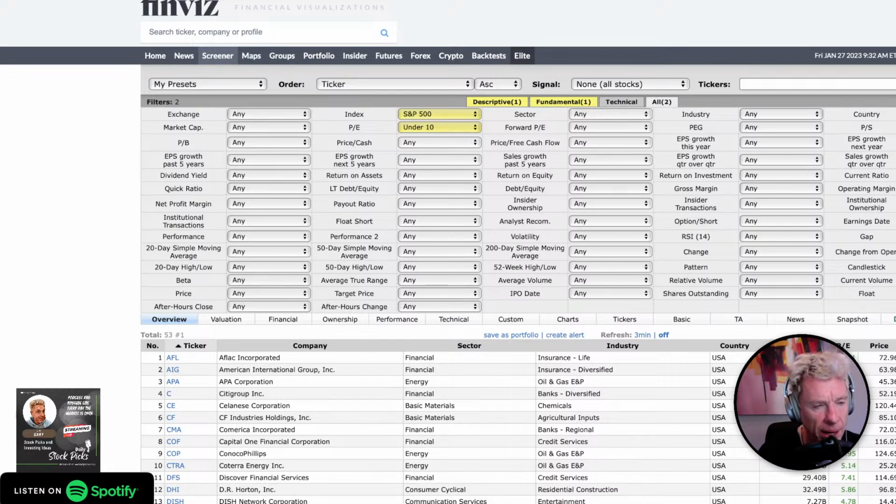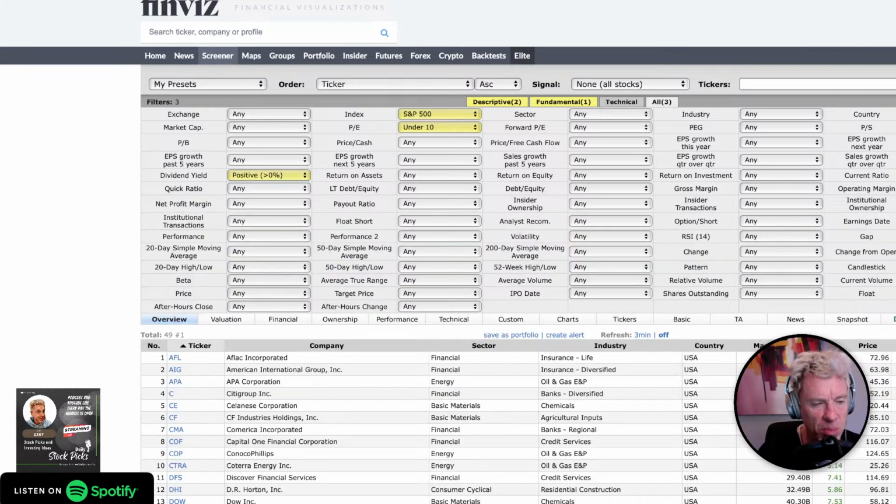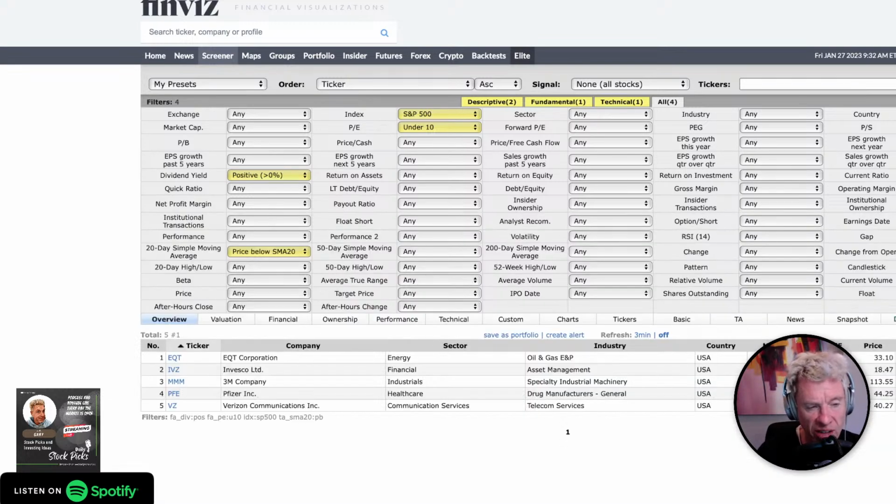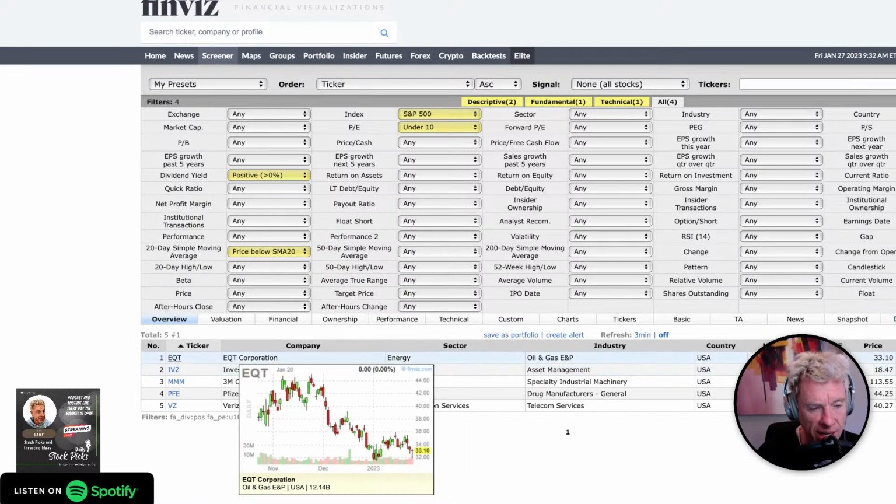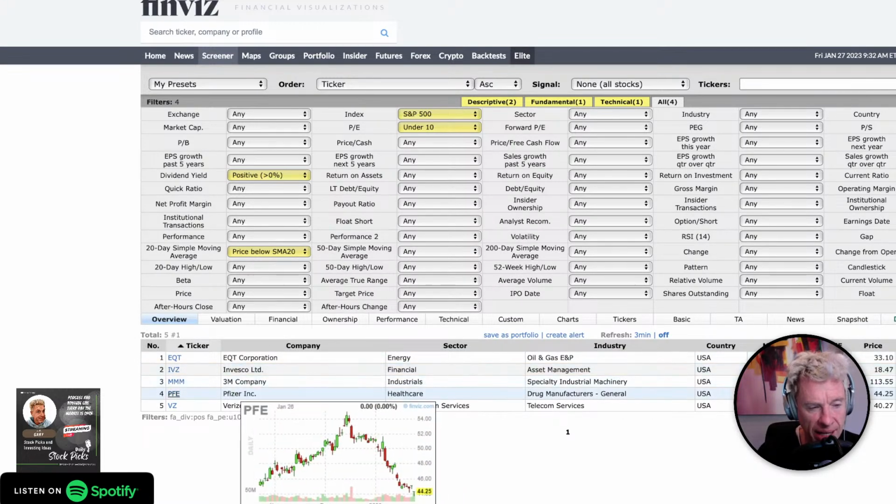Then I can say, what else do I care about? Let's say I want a dividend. I just care about a small dividend. I'm down to 49. I don't care what kind of dividend it is, but I want something that's at least paying me something. I'm going to say 20-day simple moving average. I want it below the 20-day. Is there anything? We've got 5 symbols now. EQT, IVZ, 3M, Pfizer, and Verizon.